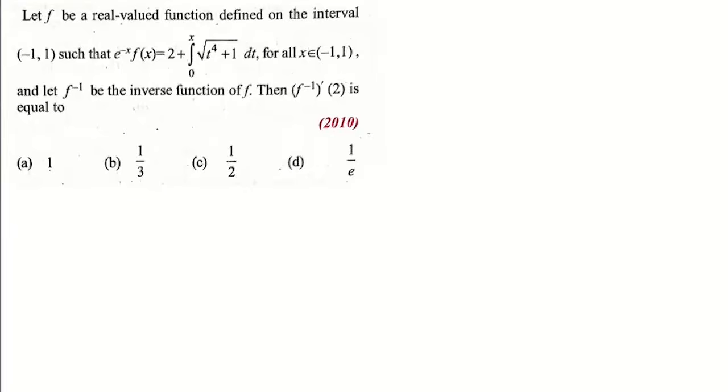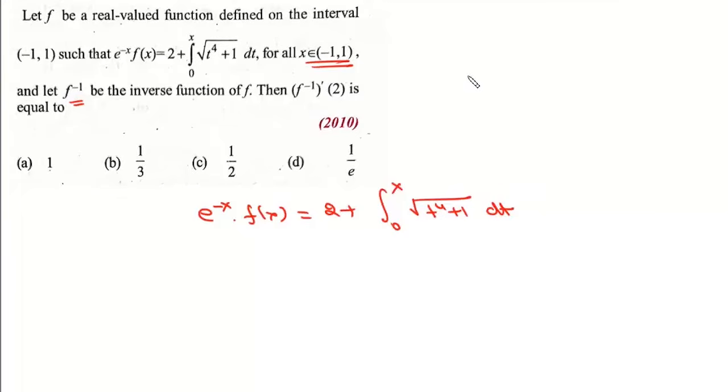Now here the question is, let f be a real valued function defined on the interval minus 1 to 1 such that e to the power minus x f(x) equals 2 plus the integral from 0 to x of under root of t to the power 4 plus 1 dt for all x belonging to minus 1 to 1. Now let f inverse be the inverse of f. Then we need to find the value of the derivative of f inverse at 2.